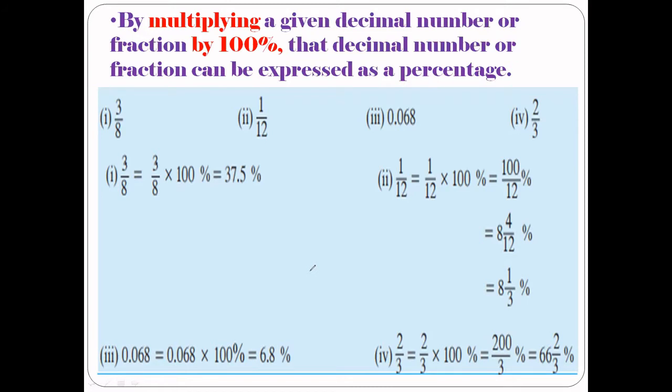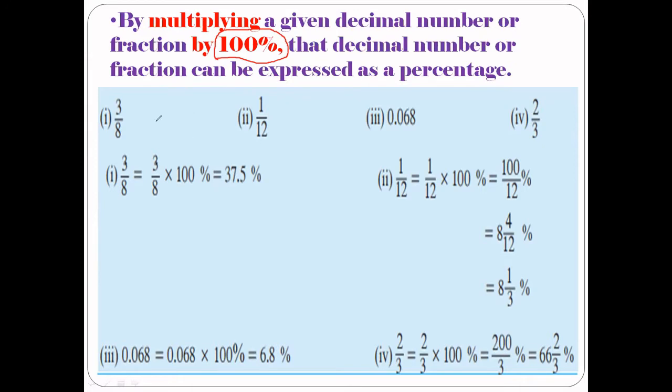Instead of that, we multiply a fraction or decimal or whole number by 100%. By what? By 100%. We multiply a fraction or decimal or whole number by 100%. Then by that we can get any fraction or whole number or decimal number as a percentage.